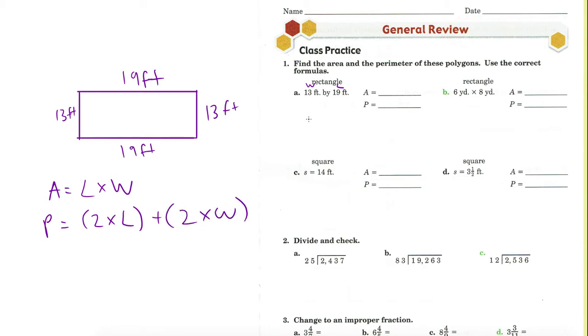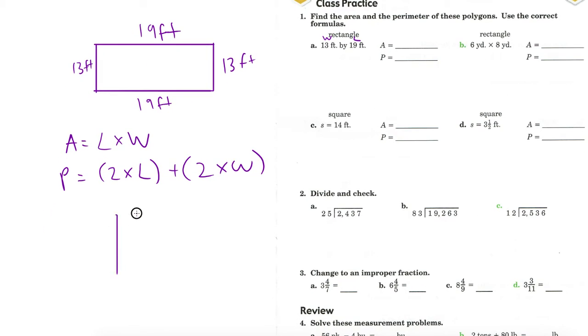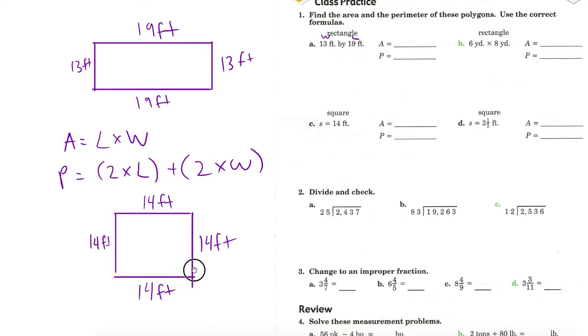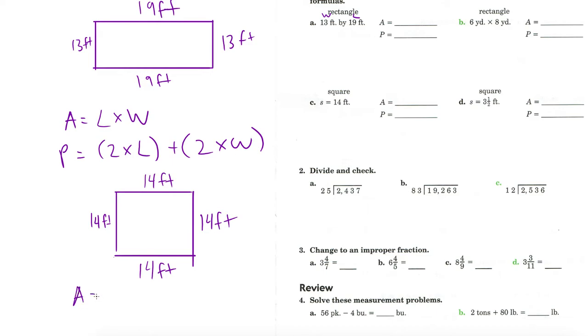All right. And so these are for rectangles. This is for a square. Squares are different. On squares, all the sides are equal. So if one side's 14 feet, I know that the rest of the sides are also 14 feet. And the area of the square is just side times side. Perimeter is just 4 times the side.